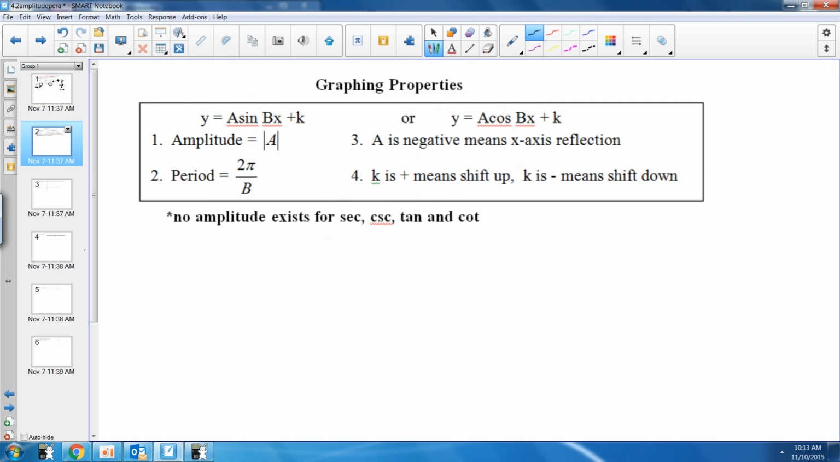In your notes, you'll see that you have this general form, and then according to what numbers you put in there, you can get your different amplitude, you can get your period. If A is negative, that means it's going to be a reflection about the x-axis. And if you're adding a k, it's like adding a k to your y. You're going to go up or you're going to go down. You're going to shift the whole thing up, whole thing down. Just another reminder, no amplitude exists for secant, cosecant, tangent, or cotangent because there is no maximum value.